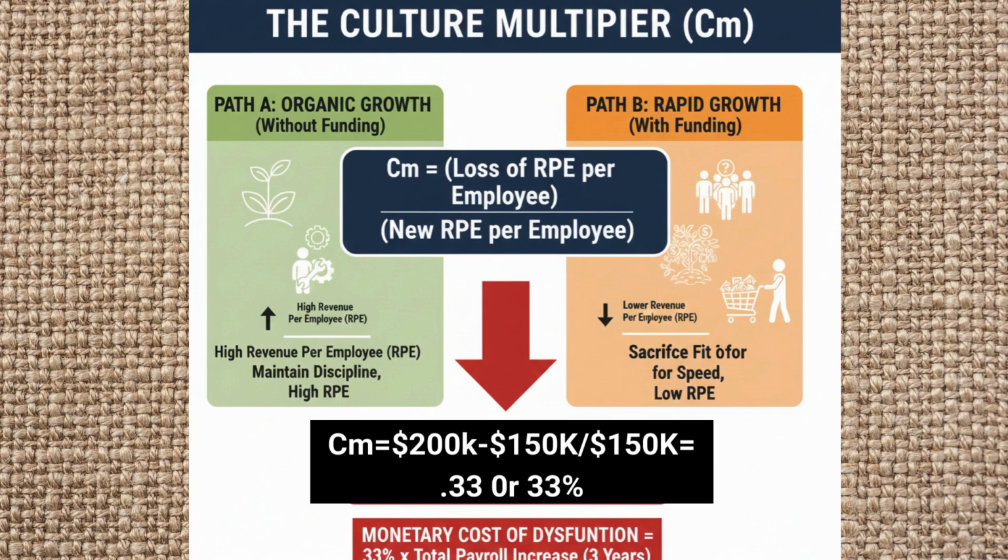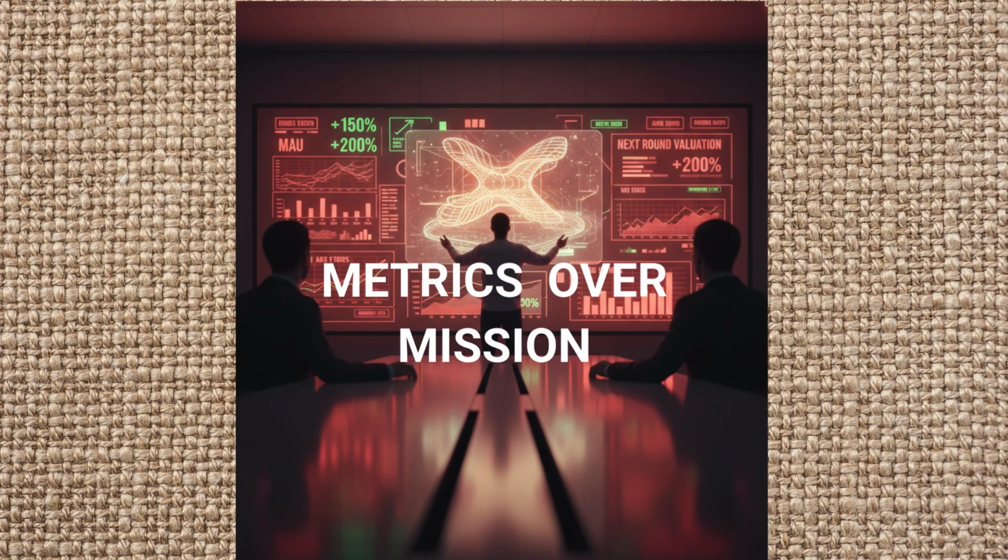A positive cultural multiplier is a massive red flag. It tells you the capital is making your company fatter, not fitter. The culture debt is paid by your employees in the form of confusion and cynicism about the steps that the top management is taking.